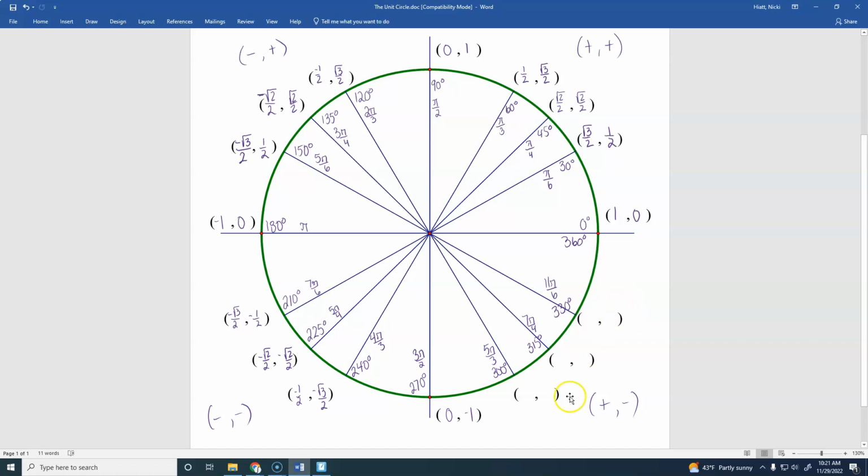And then finally, for our fourth quadrant, we're thinking about taking this point, flipping it down here, which will make your y coordinate negative, so you'll have a positive square root of 3 over 2, negative 1/2. Right here you'll have positive square root of 2 over 2, negative square root of 2 over 2. And then a 1/2, negative root 3 over 2.